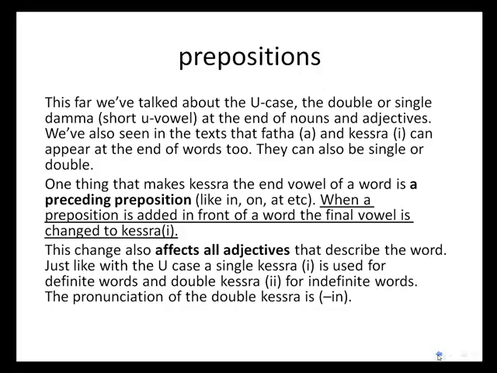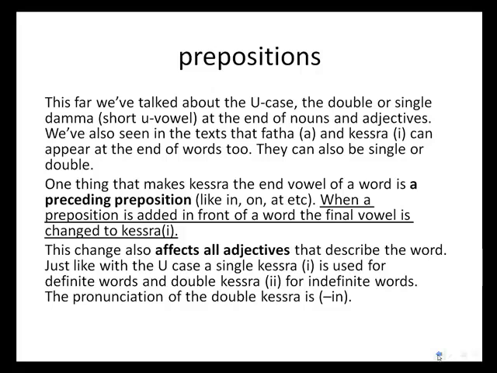This far we have talked about the U case. The U case is what you call it when a word has a single or a double dhamma, short U vowel, at the end of it. But in the texts we have also seen that kesra, I, or fatha, a, can be at the end of a word. Now all these vowels are signifying grammar. They're showing the grammar of the word, or if something has happened to it. It might be the object, the subject, etc.